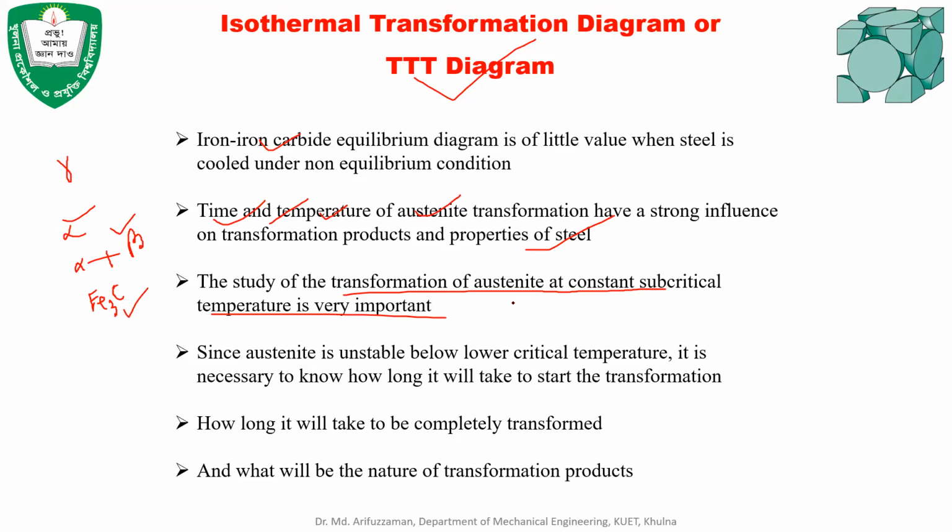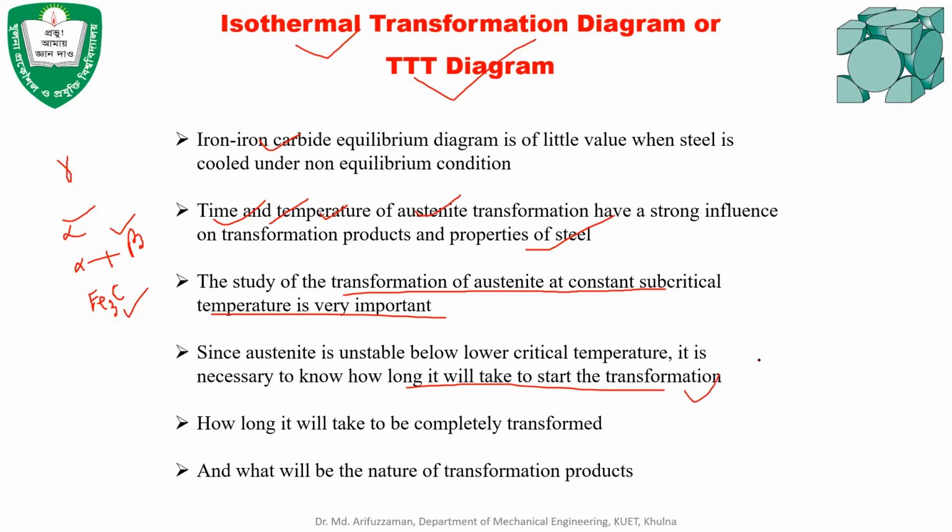understand what happens when austenite is kept at a certain temperature. Various products can be produced when austenite is kept at different temperatures, and what are the properties of those products? To understand this, we need to understand the isothermal transformation diagram. And also, it is necessary to know how long it will take to start the transformation. That means, whenever you keep austenite at a certain temperature, it will not start to transform immediately. It might take some time to start the transformation.